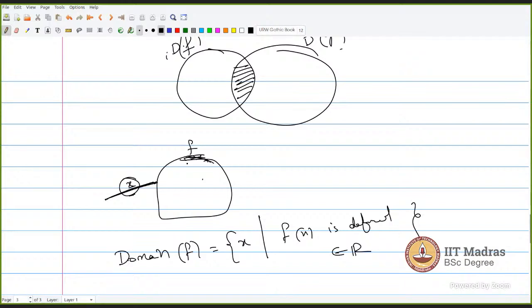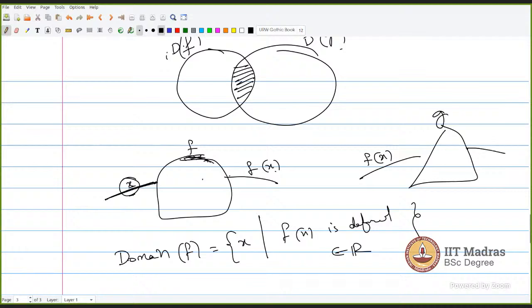Now this gives me f of x. This is one function. In a composite function, the other thing is that f of x will go into another function g and my output will be g of f of x. If you are confused, I will take f of x as y.